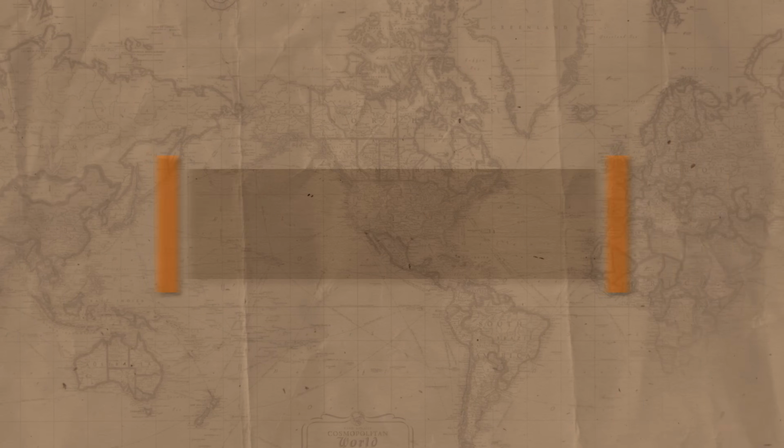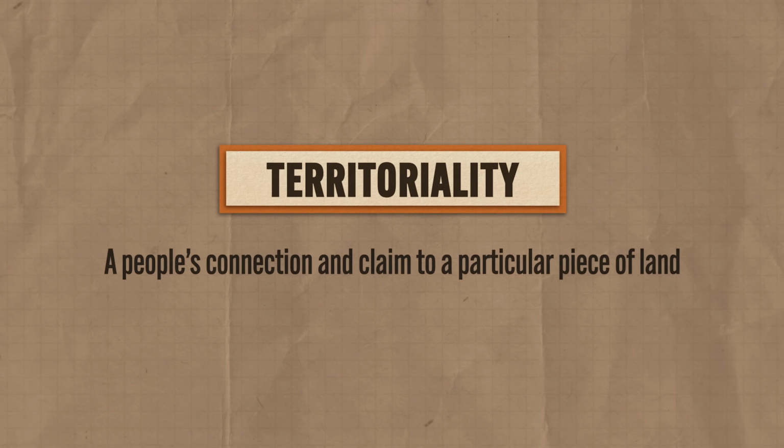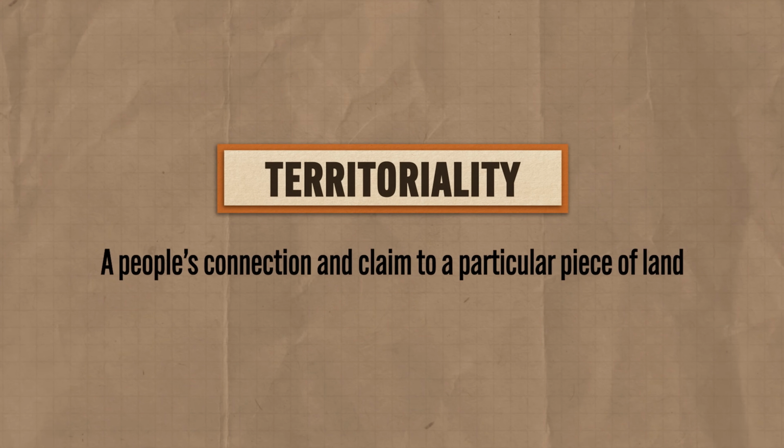Okay, so now let's finish up by talking about territoriality, which is intimately bound up with the concept of political power. So by definition, territoriality describes a people's connection and claim to a particular piece of land. And when people have a sense of connection to a geographic space, there's a simultaneous desire to draw boundaries around that space in order to control what goes on there.